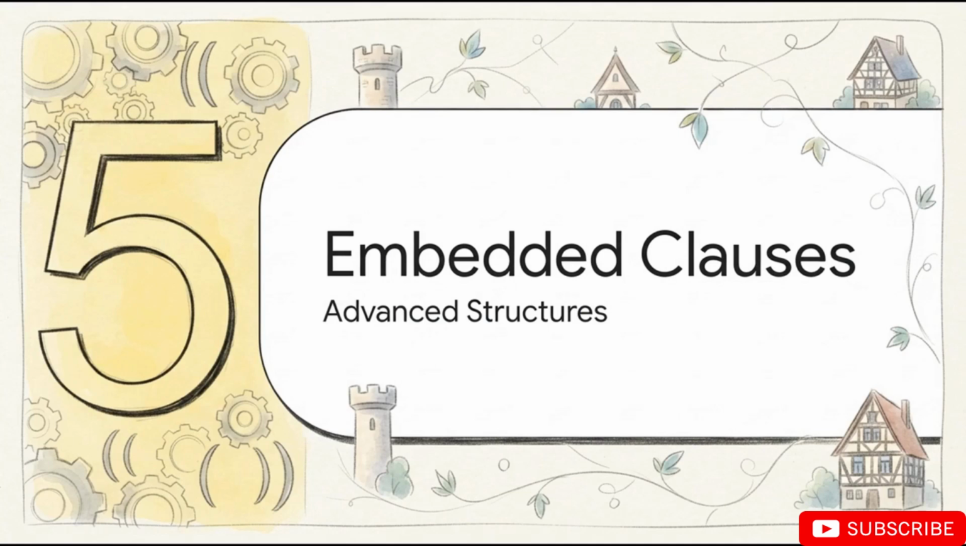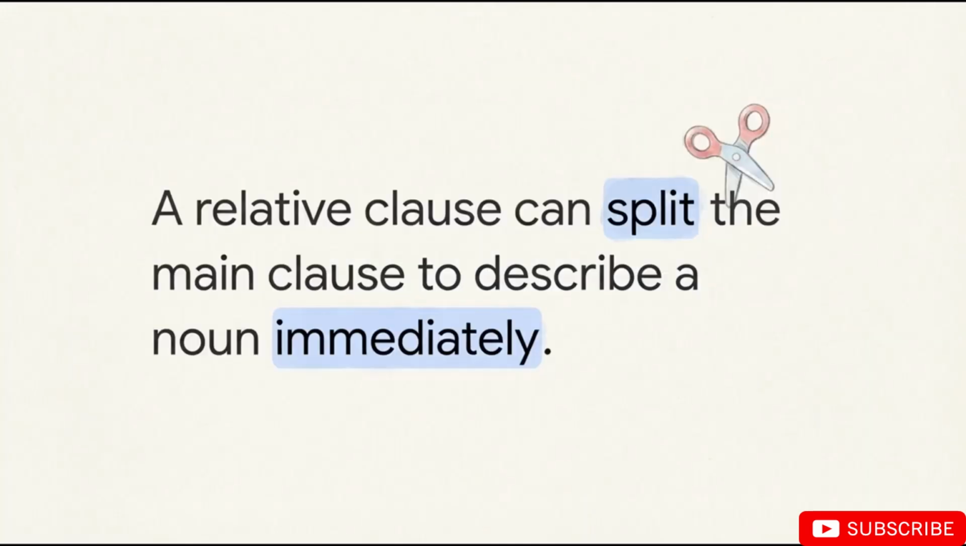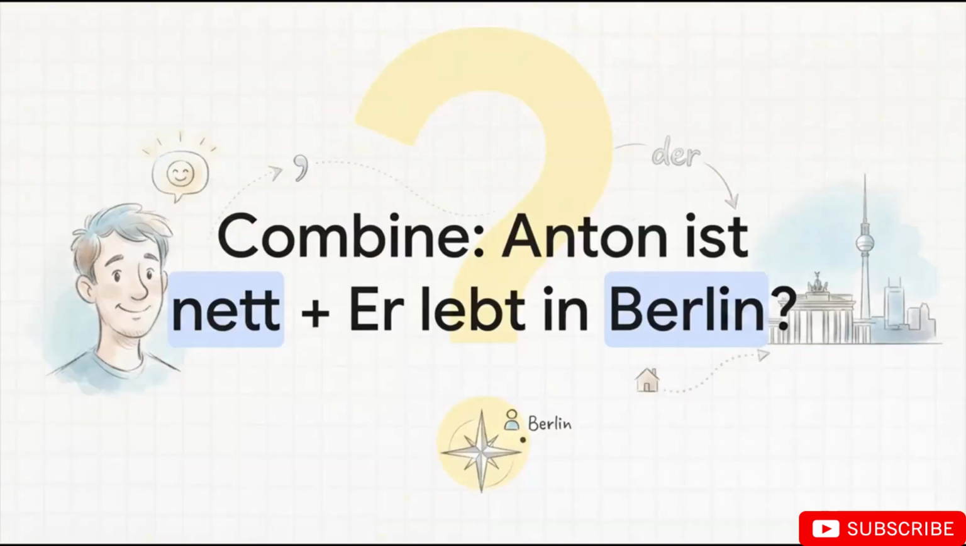Okay, let's step it up a notch. Section 5, Embedded Relative Clauses. Now for a slightly more advanced trick. A relative clause can actually split the main clause directly in half, so you can describe a noun immediately. Like, if your main sentence starts with a noun, you don't want to wait until the end of the sentence to describe it, right? You literally pry the main sentence open, drop the relative clause right inside, and then finish your main sentence. Let's test this out.